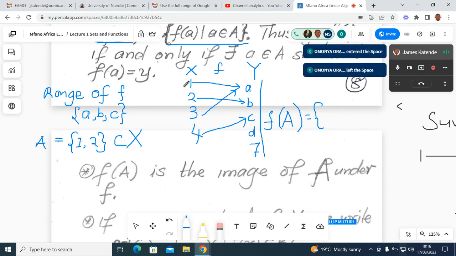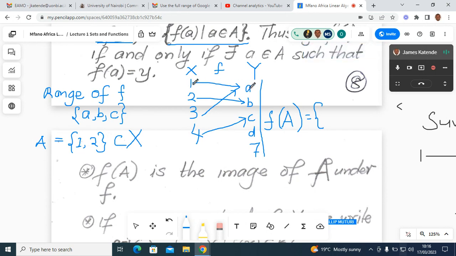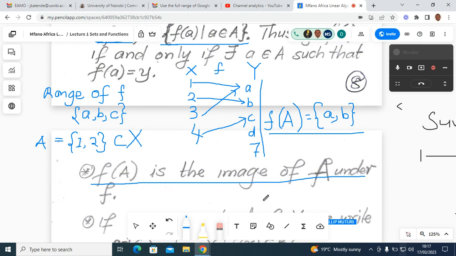So 1 is an element in our subset A. So we find out where 1 is sent by the function. It's sent to A. We write it out. The other element in our set is 2, and 2 is sent to B. So this is now the image of the subset A. And that's what this notation will mean. So this is just a statement I've made. We say that f of A is the image of A under the function f. So I hope that makes sense.